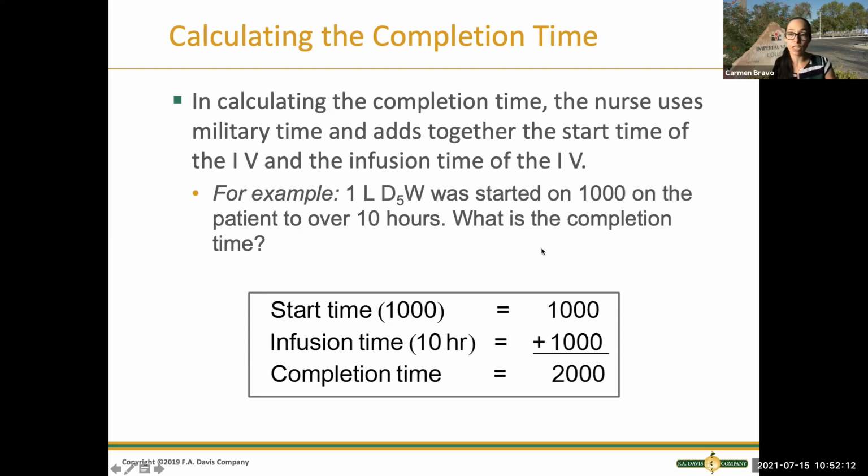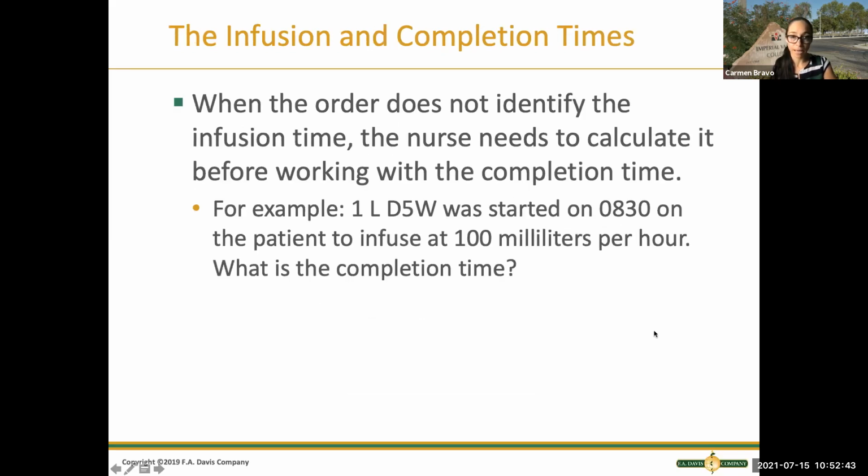We need to come up with the completion time. Normally this is how we set it up. Start time is 1000 military time, and the infusion time is 10 hours, so we put the 10 and the 2 zeros, and then we add them up, and it's gonna be 2000. So this is 8 o'clock. That's the completion time right there. That's how we figure out the completion time, by adding it like that.